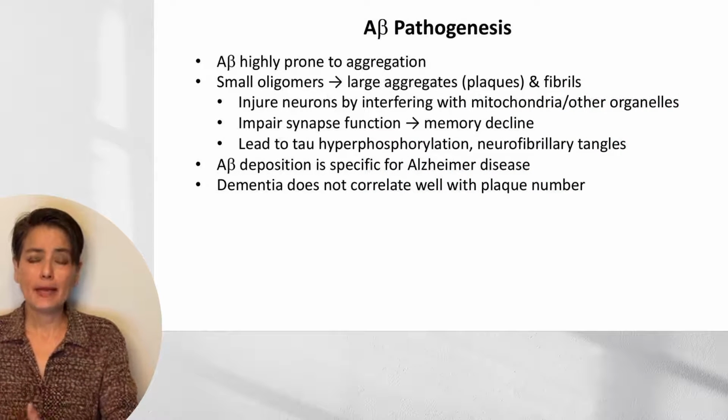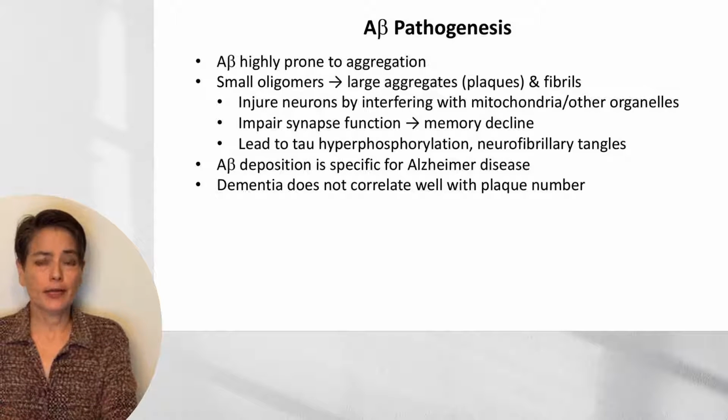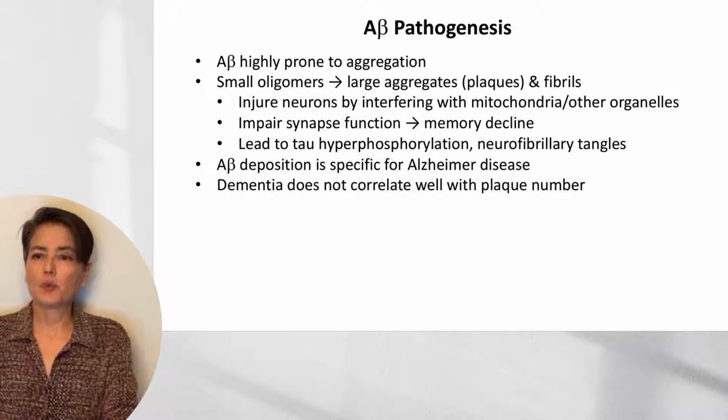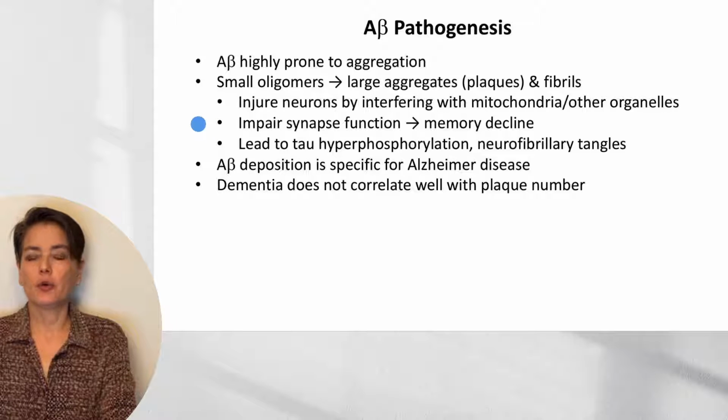So how does A-beta cause problems? Well, A-beta is highly prone to aggregation. We can get the formation of small oligomers that may go on to form large aggregates. These are seen in our plaques, as well as fibrils. Again, it is thought that the small oligomers are the ones that cause the most damage, injuring neurons by interfering with mitochondria or other organelles, impairing synapse function through unknown mechanisms, leading to memory decline.